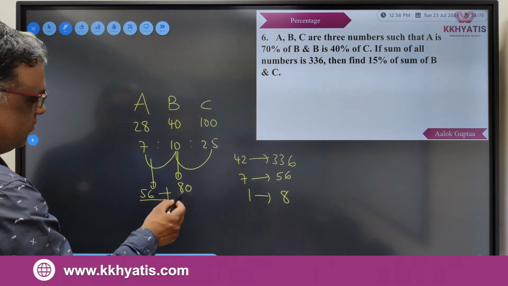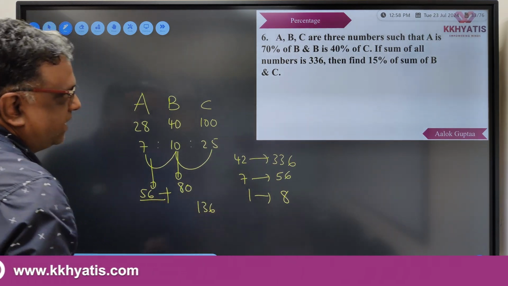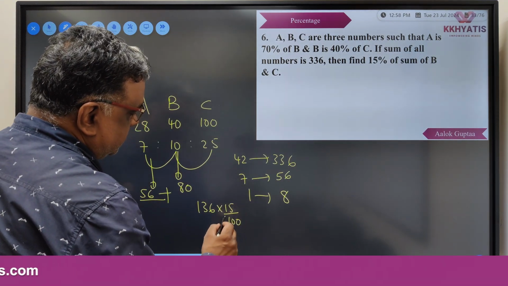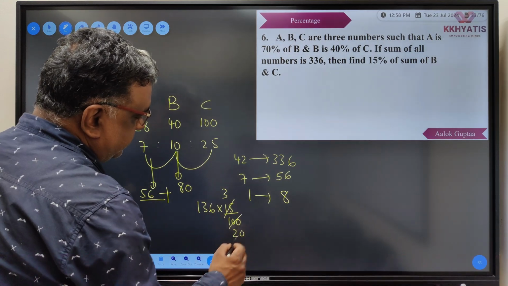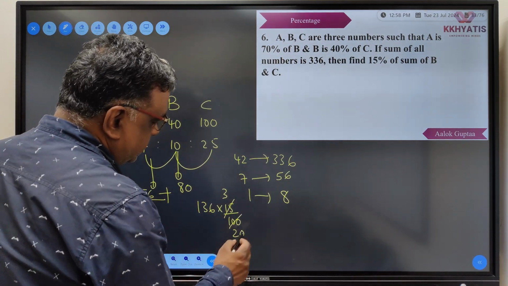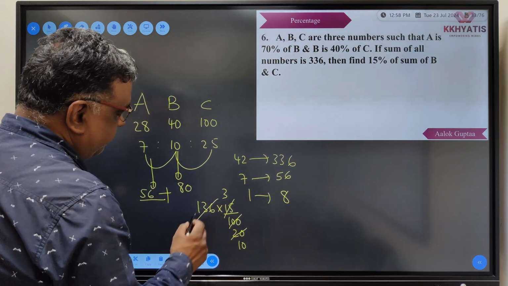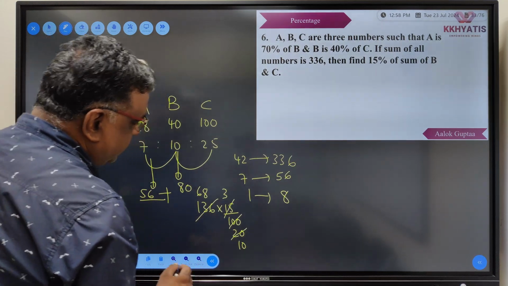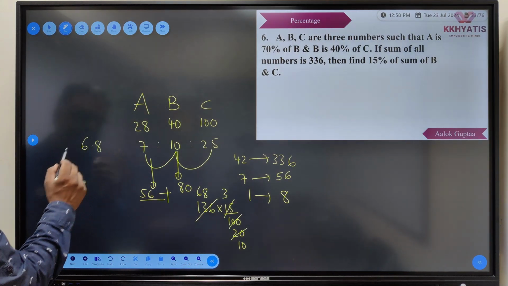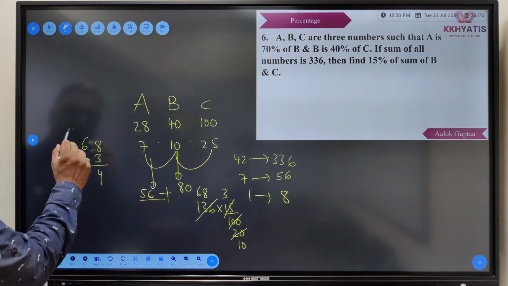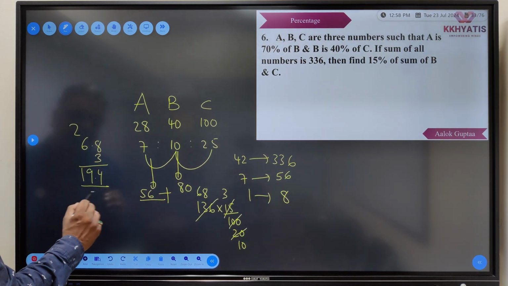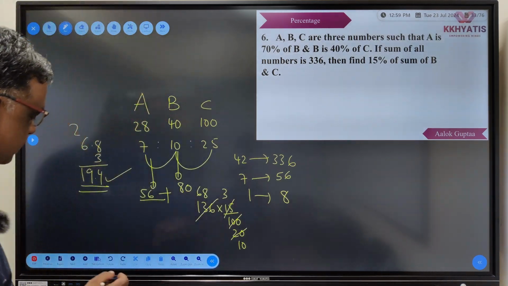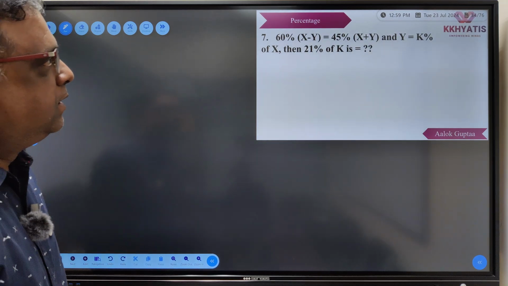So that sum is actually 136, and I have to find 15% of 136, that is 15 upon 100, that is 3 by 20, that is 10 by 68, that is 6.8 into 3, so 20.4 is the answer. 15% of the sum of B and C is 20.4. Okay.